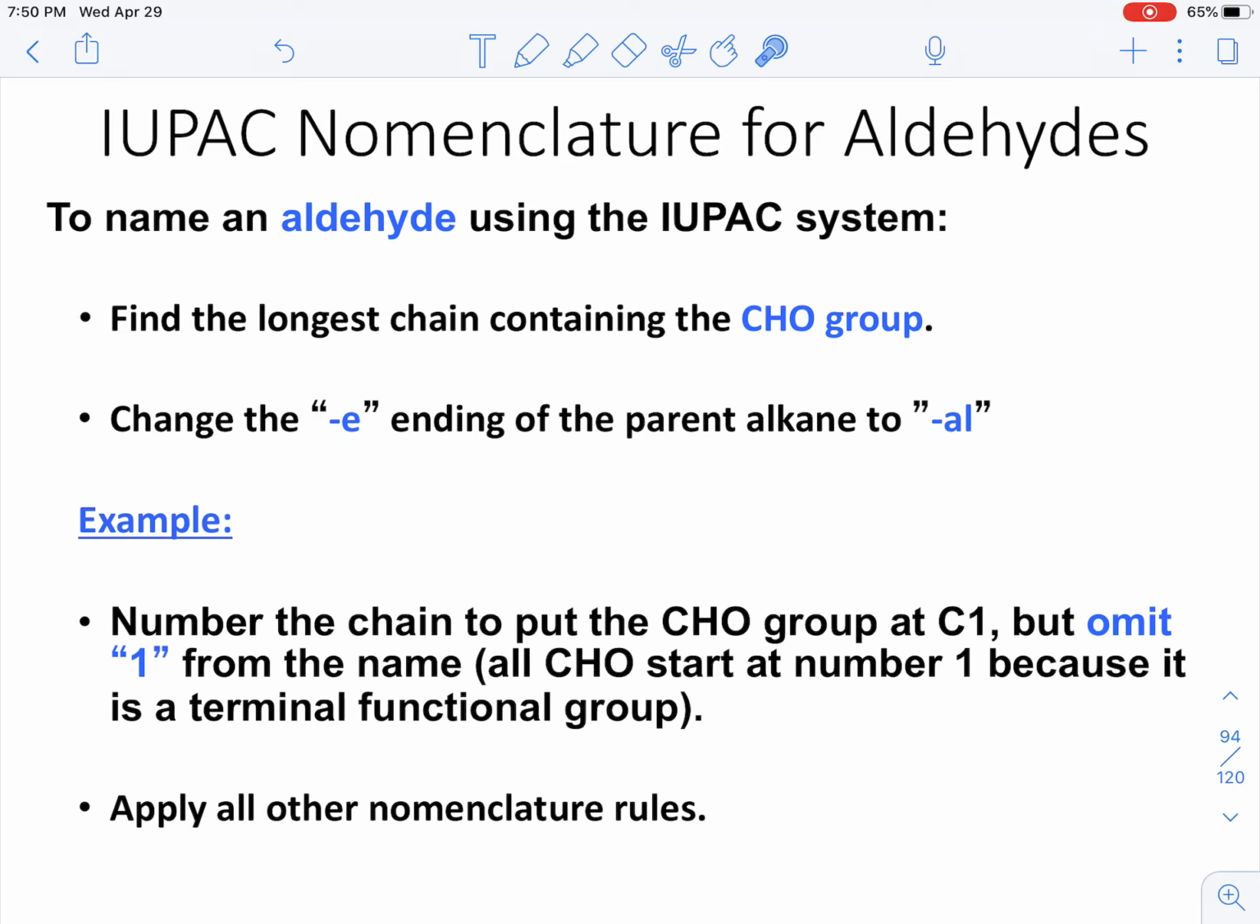In this lecture video, we are going to learn how to name organic compounds that contain the functional group aldehyde. To do so, the first step is to find the longest consecutive carbon chain. And very similar to, for example, naming alcohols, naming thiols, naming alkenes and alkynes, we're going to find the longest consecutive carbon chain that contains the aldehyde functional group.